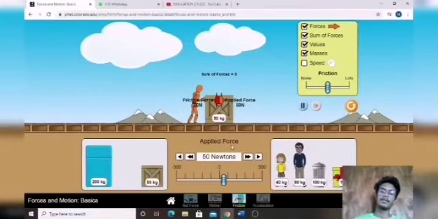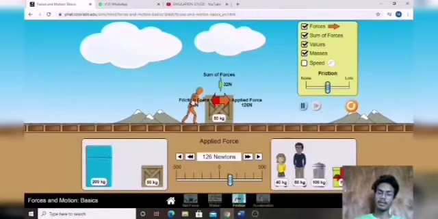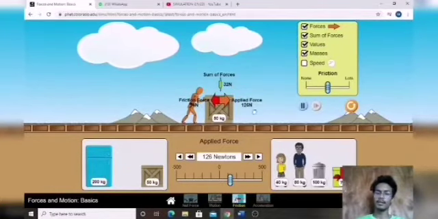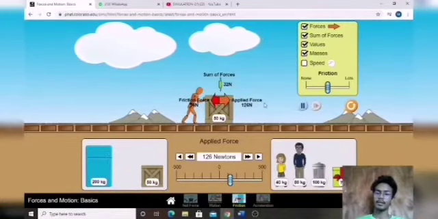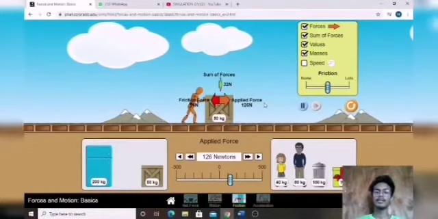Now for question number 2 for part A, when the box is in motion. After we increase the force and it reaches 126 Newton, the box starts to move. So the friction force is 94 Newton, the applied force is 126 Newton, and the sum of the force is 32 Newton.